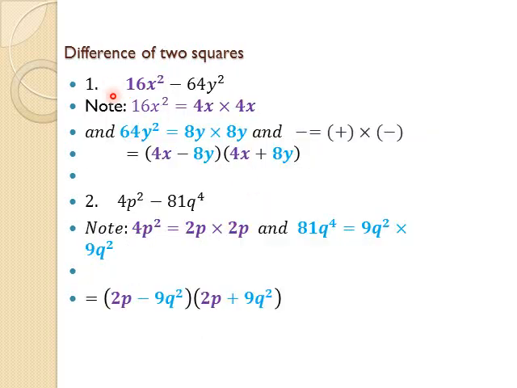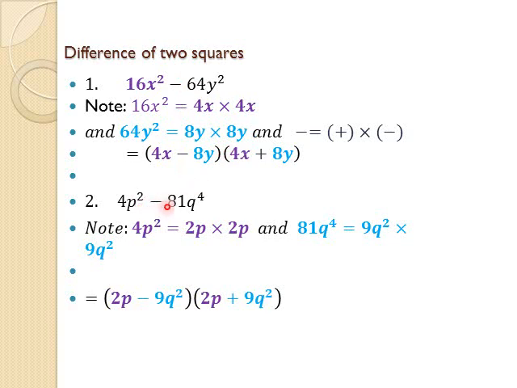Alright, so if we look at problem number 1, the question would say factorize 16x squared minus 64y squared. We assume you know 16x squared is 4x times 4x. 64y squared is 8y times 8y. Separated by a minus sign, so if I factorize that, it simply becomes (4x)(8y) and (4x)(8y), but one must be negative and the other one positive. That's the only way. Negative times positive gives me the negative.